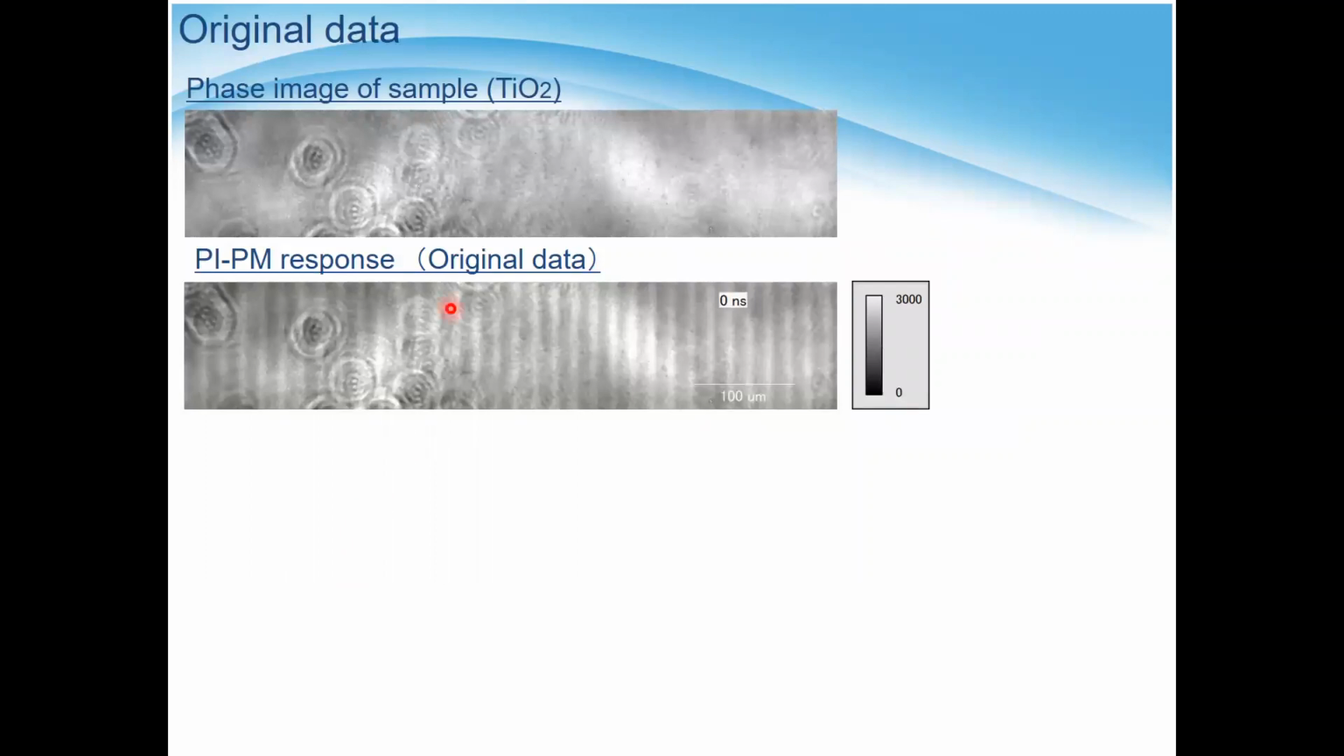Here is the original phase contrast image of TiO2, and what we can obtain for the time-resolved image as raw data is something like this. You can see many noises, and also some flickering of the light because we are using pulse light as an illumination source. From this, we cannot obtain a good estimation of physical parameters.